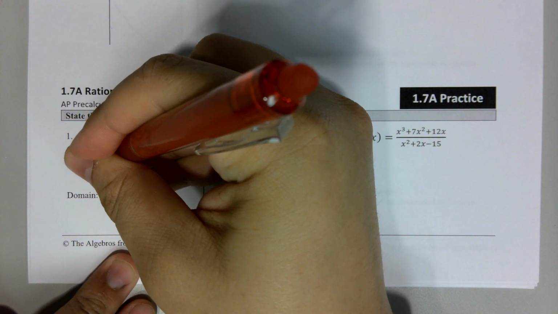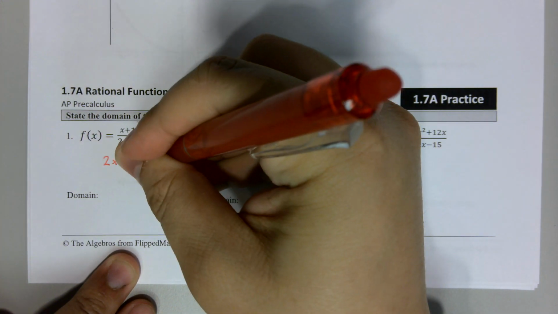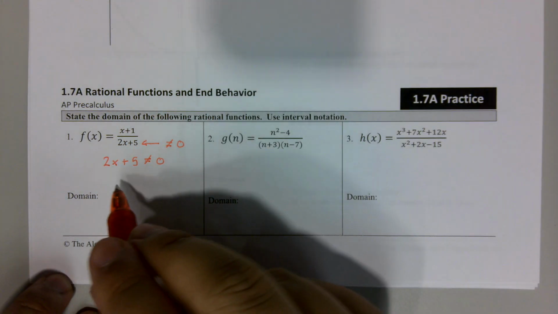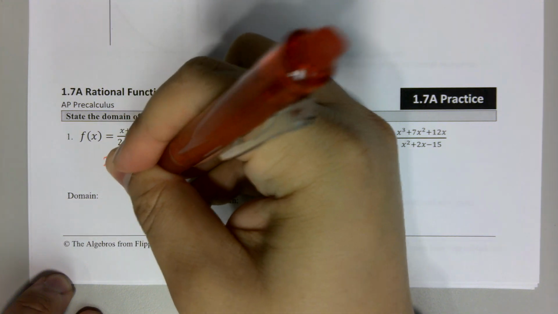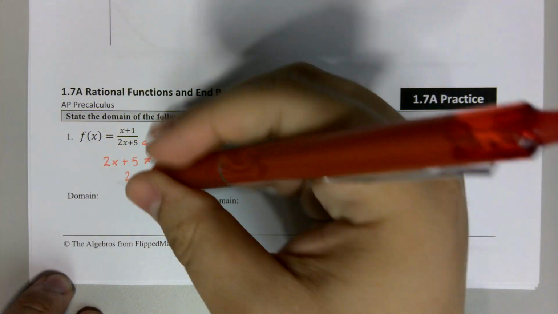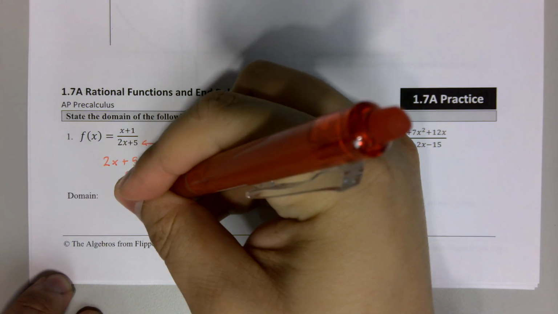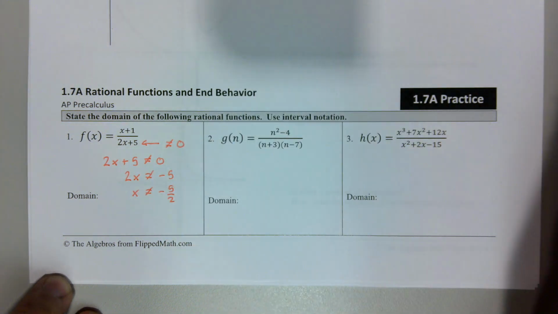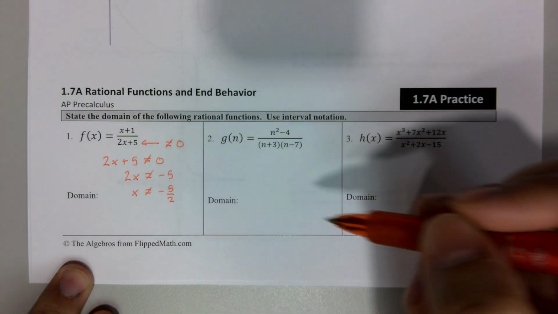So we can solve 2x plus 5. We don't want this to be equal to 0. And so, if we solve this, we'll just move 5 to the other side. We have 2x can't be equal to negative 5. And then dividing by 2 on both sides, we have x cannot be equal to negative 5 divided by 2. So that means that this value cannot be part of our domain.